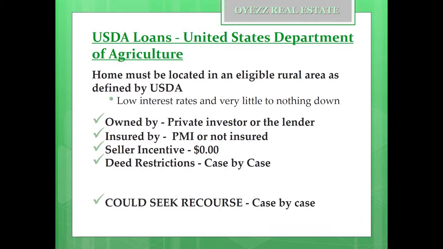Here's the caveat. USDA loans can seek recourse. And again, it depends on the lender. I have one lender who did not seek recourse, and I had another lender that did. So when you're meeting with your seller and you know it's a USDA loan, you need to prompt them and say there is a possibility that they could seek recourse. That way there's no surprises in the end if it does come back like that.